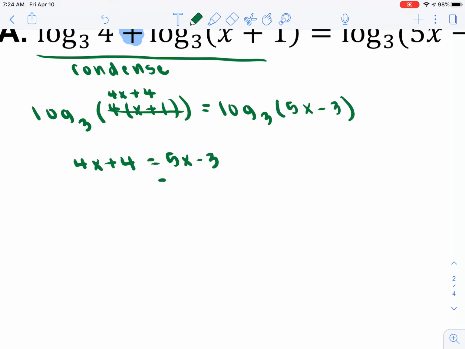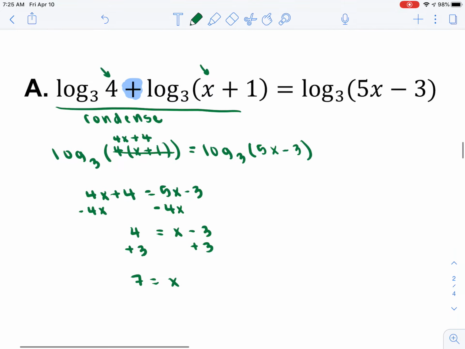So then we can get the x's on one side. I'll actually subtract the 4x just to keep x positive. Not that it matters. And then add the 3 to get the 7.